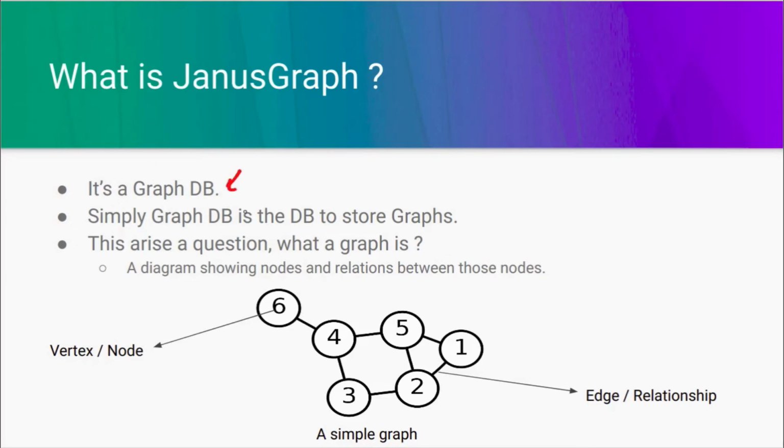Simply, JanusGraph is a graph database. And what is a graph database? A graph database is simply a database to store graphs. This raises a question: what is a graph?